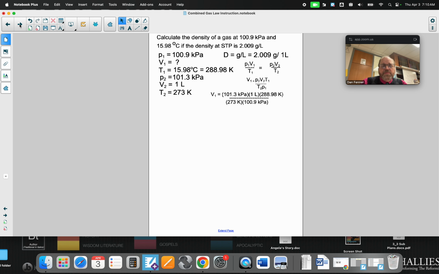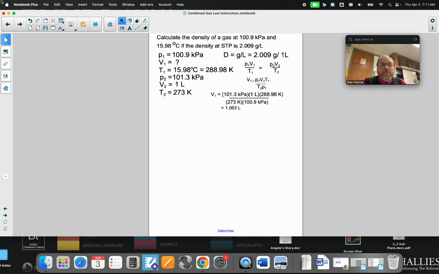So we're going to get V1, P2, V2, T1 over T2, P1. Put our values in. 101.5 kilopascals, 1 liter, 288.98 Kelvin, equal on the calculator, divide by 273, equal on the calculator, divide by 100.9 kilopascals, hit equal, and we get 1.063 liters.